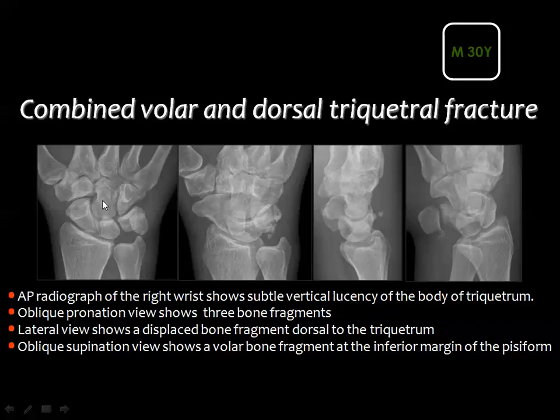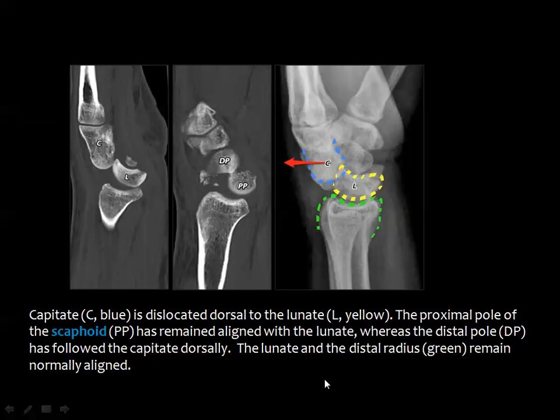Then the triquetral fracture is usually identified in the lateral view as a chip fragment. And the rest of the fractures, especially those of the scaphoid bone, are usually seen in the more sophisticated imaging techniques like the CT scan, for example. And this is an example.